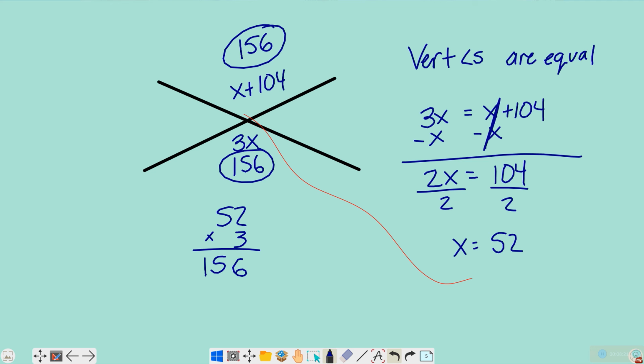It says, is your answer reasonable? Yes, these are obtuse angles. It says, how do you know? Well, we knew that vertical angles are equal. And it says, find the measurement of the angles. We know that it is 156. So we've answered all parts of question 5.